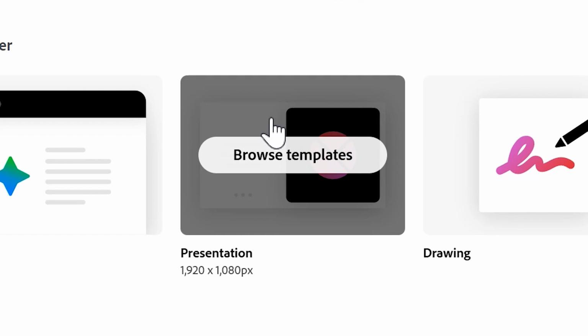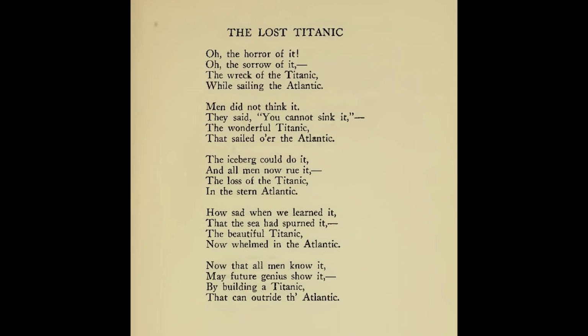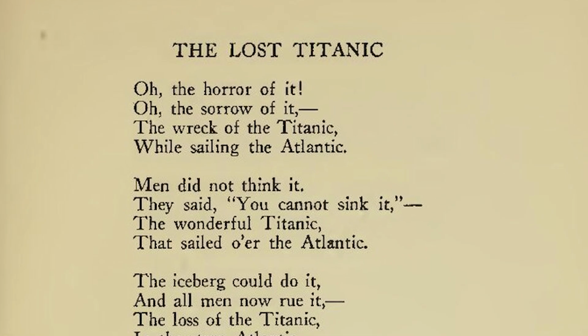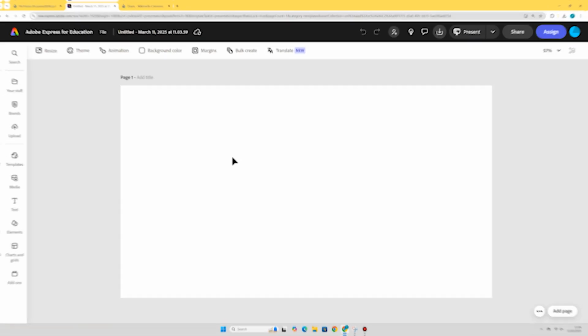Now you're going to be using this poem here, The Lost Titanic. So you'll read it and then you're going to choose 4 lines from it and you're going to present this and design an image inspired by those 4 lines of the poem. So I'm going to go for the first 4 lines of the poem here, and I'm going to start just by adding those in by adding some text.